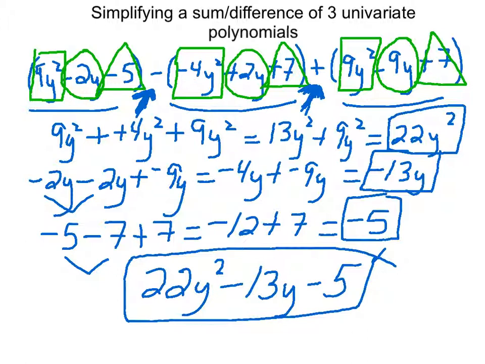So we just attacked this thing. We broke it down. We looked for all the y squareds and put a shape around those. Looked for all the y's and put a different shape around those, and looked for the plain old numbers and put a third shape around those. And the main thing is these dark arrows where I have them. These dark arrows here are the only things that can really trip you up. That's what I call the good housekeeping part, keeping track of those.